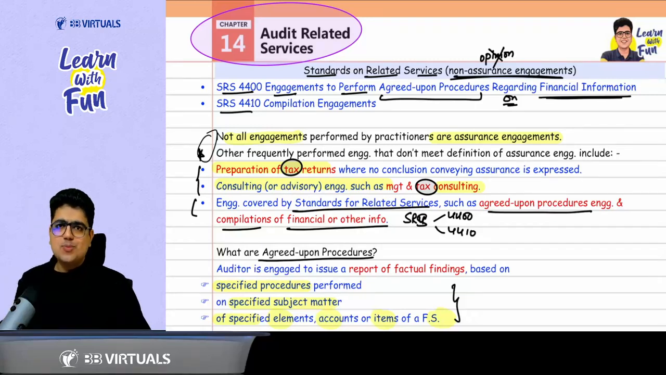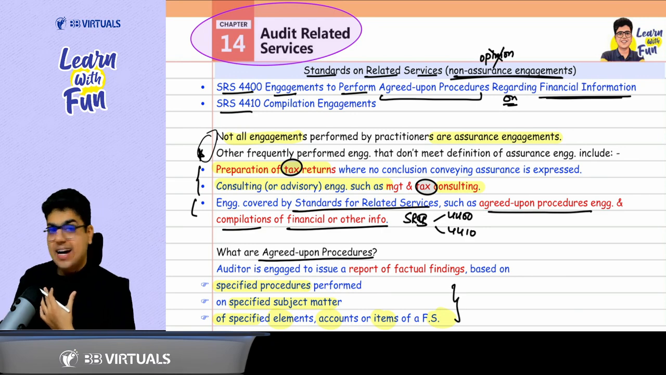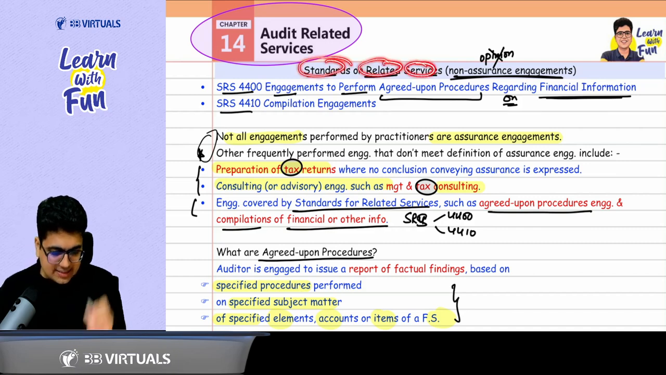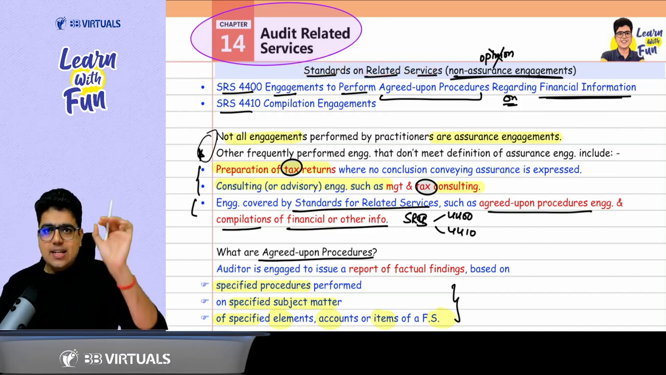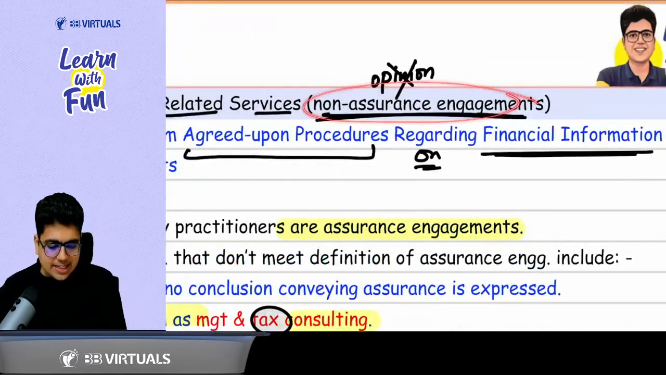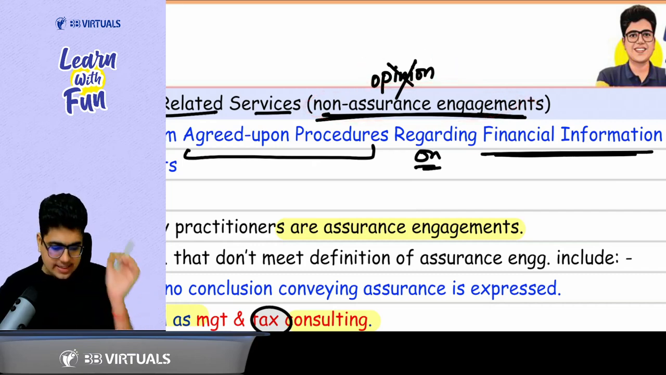Welcome, welcome, welcome. So today we begin with the new series of standards, that is SRS, standards on related service. These related services are what, sir? These are not the assurance engagement. That means in these cases, no opinion is to be expressed. Got the point? Yes, sir.